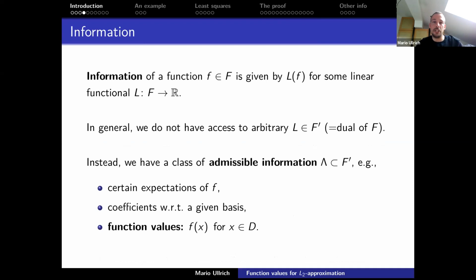Okay, so what is information? The most natural and also general class you can consider is you take information given by an arbitrary linear functional. So you have your element f and you compute L of f and get some real number, and that's one piece of information. But in general, if you're doing numerics or whatever, then you don't have access to arbitrary linear functionals. Instead, you have an admissible information class. It's called lambda and the following.